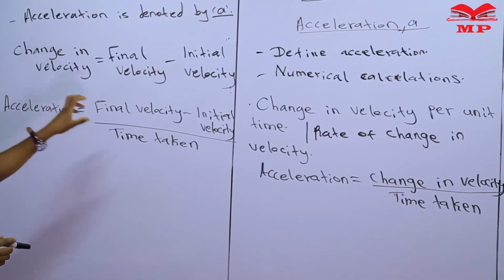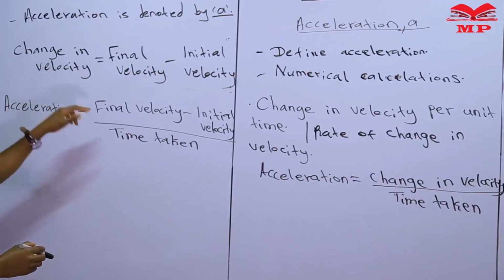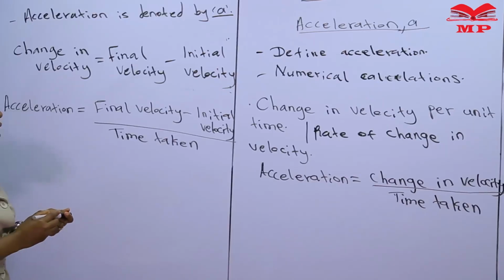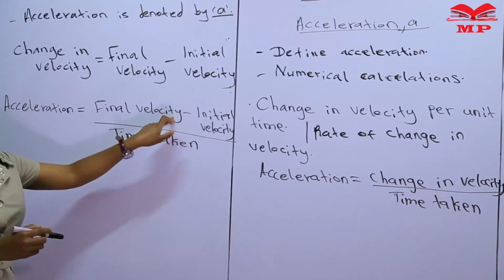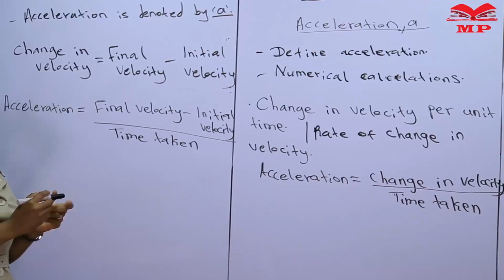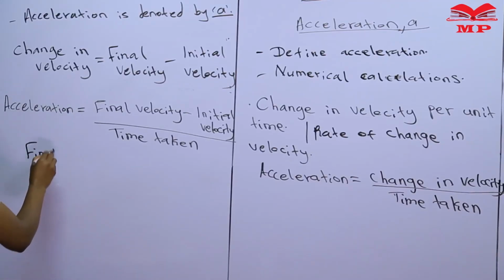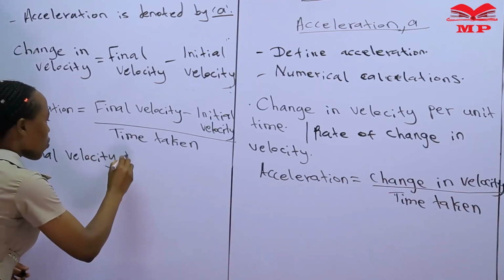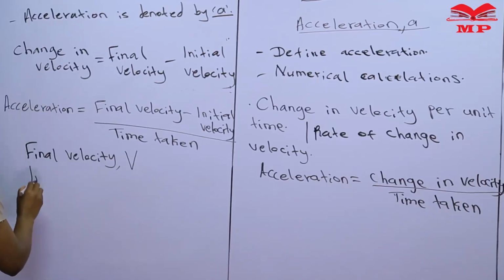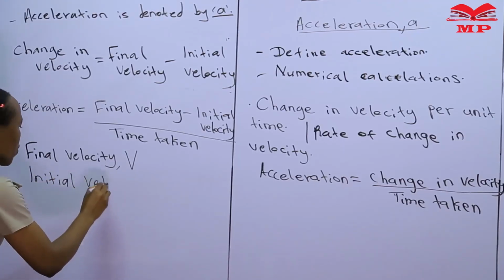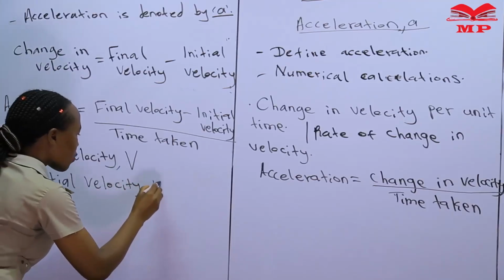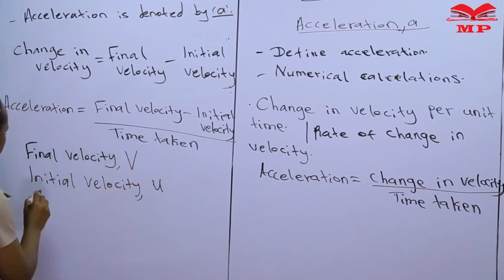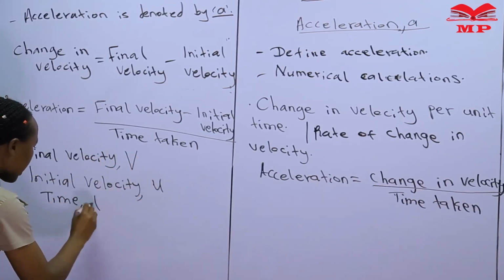So acceleration is the rate of change of velocity, or simply the final velocity minus the initial velocity divided by the time taken. We also need to know the symbols we use. The final velocity, we denote using a capital letter V. For the initial velocity, we use a small letter u, so ensure that it has the tail. And for time, we use a small letter t.